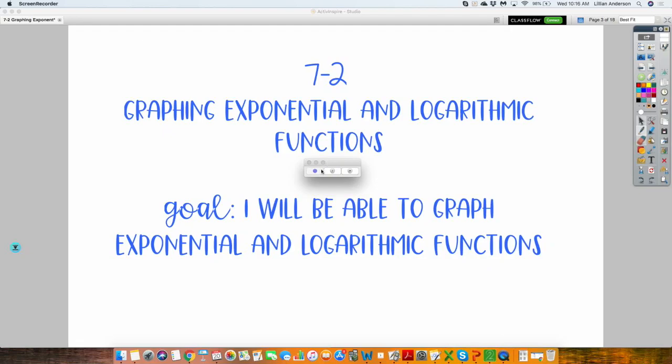So today we are talking about graphing exponential and logarithmic functions. You guys are going to be able to graph these two different types of functions. Now you have your foldable on exponential functions, so let's start there.